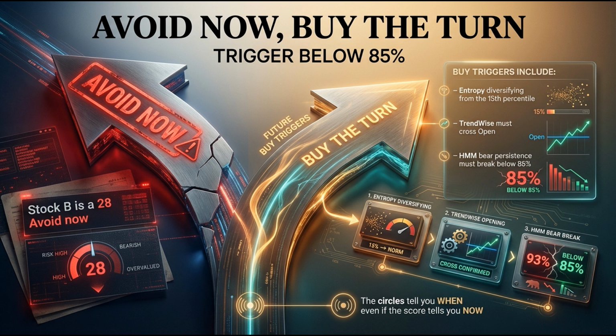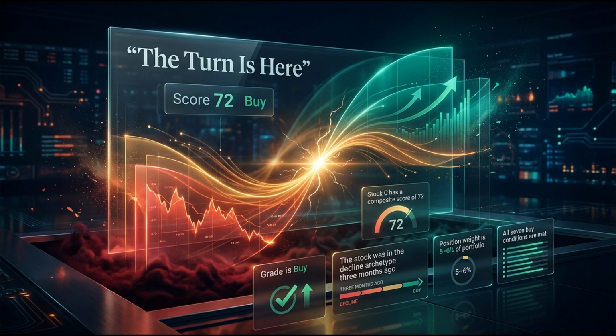And the walls? 3 fundamental gravity walls are now green, and the fourth is yellow but mathematically improving. Revenue has officially reaccelerated in the most recent quarter. The geometry is equally critical here. The geometric order is a 1, returning to velocity. Price has broken decisively above the 200-day moving average on demonstrably rising volume. The trend is reversing. TrendWise has just crossed to open within the last 14 days. The hidden Markov model is in an active, volatile transition state. Bear persistence has dropped sharply from 93% to 82%.